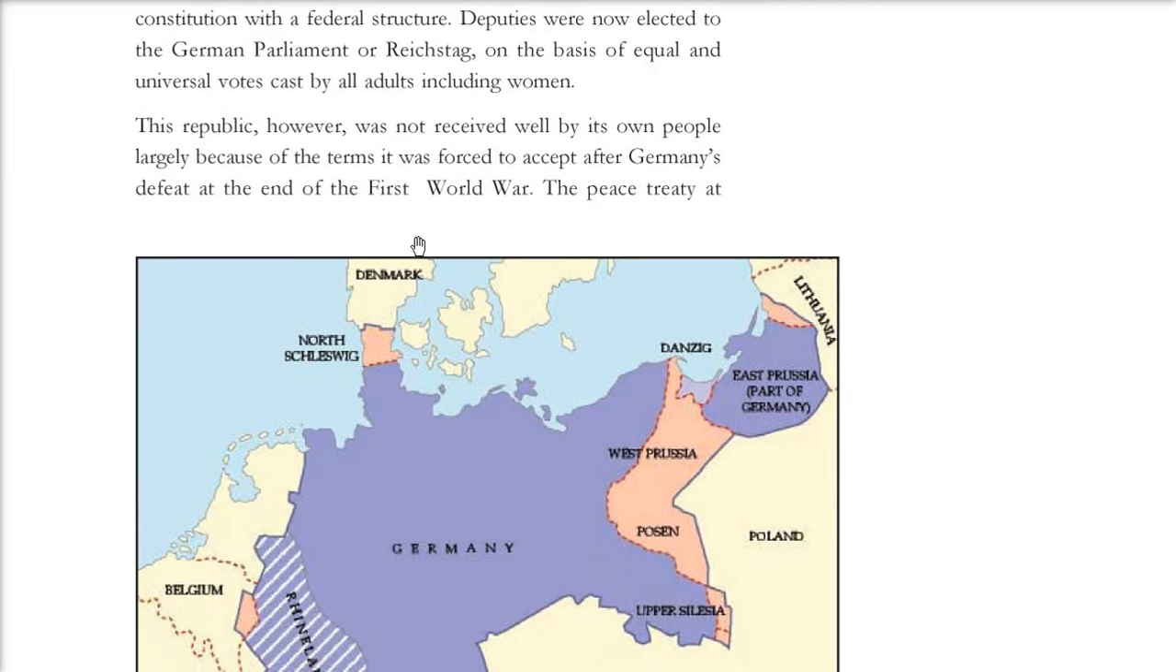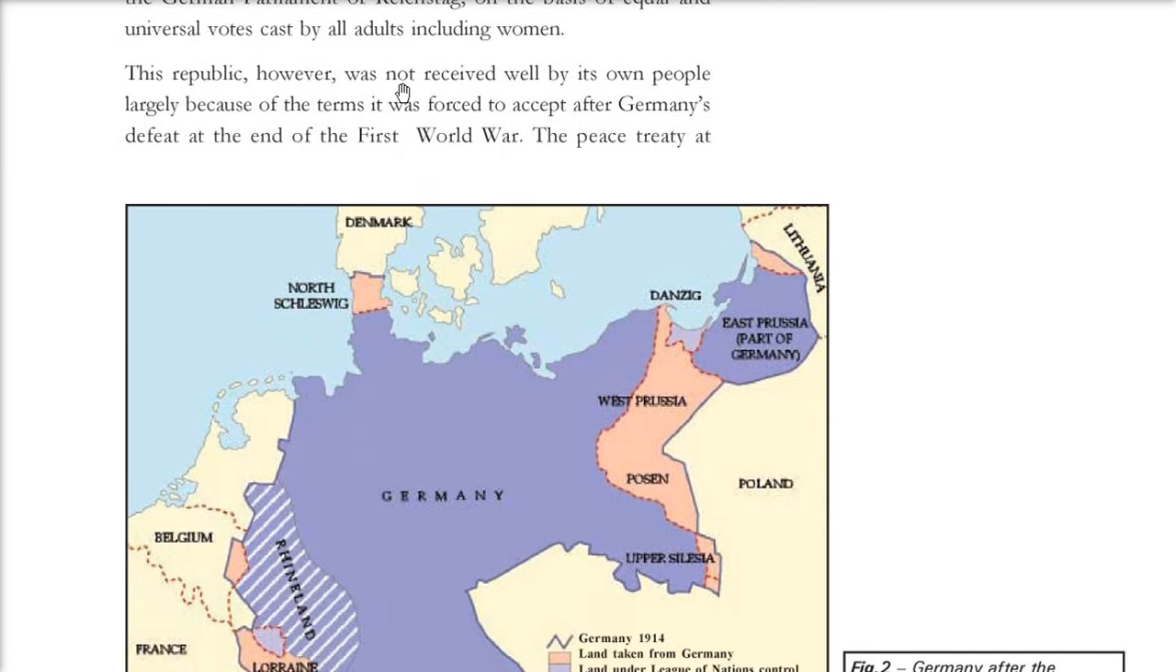So this Weimar Republic was not well received by the German people, right? Because they thought that they were responsible, that this was the responsibility placed upon the Germans, especially at the end of the First World War. They were not well received. There was a peace treaty.